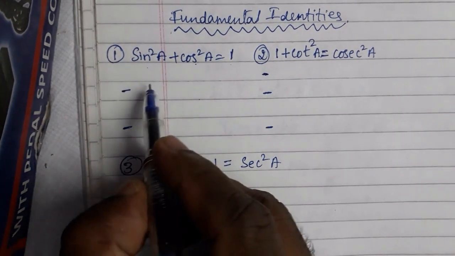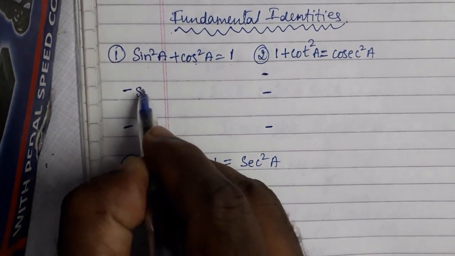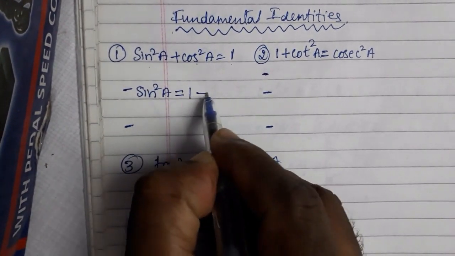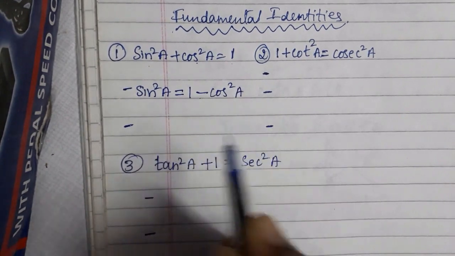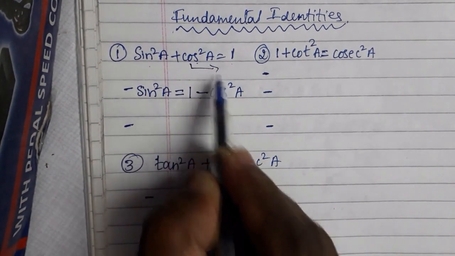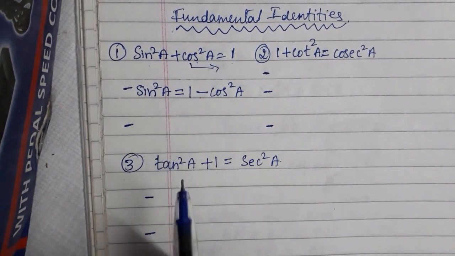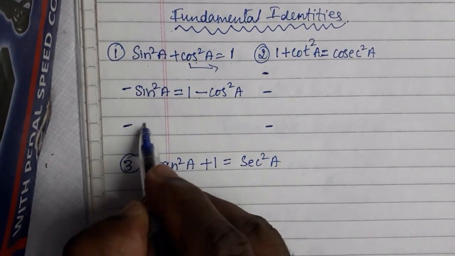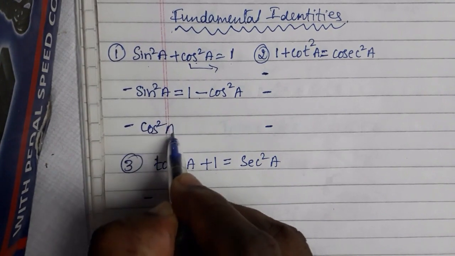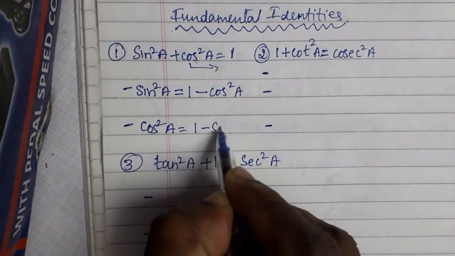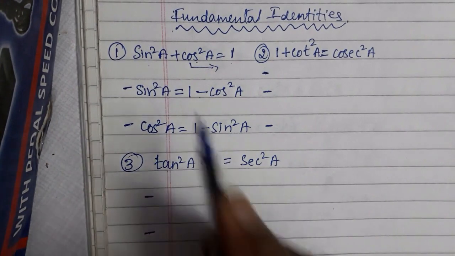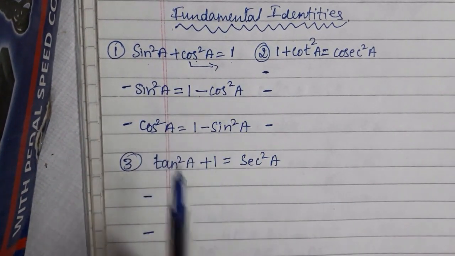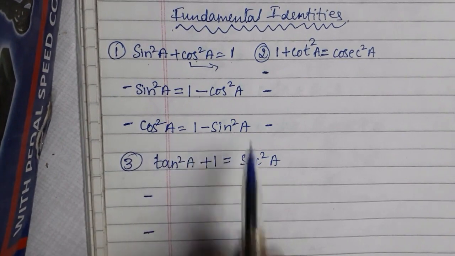This can also be written like this. Now you see here, sin square A is equal to 1 minus cos square A. If you shift this, you will get 1 minus cos square A. This is also one more identity. You can create one more identity by shifting sin square A. Then this will be like this. Cos square A is equal to 1 minus sin square A. So sin square A plus cos square A is equal to 1. Sin square A is equal to 1 minus cos square A. Cos square A is equal to 1 minus sin square A.